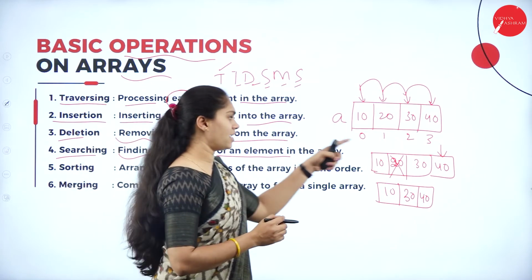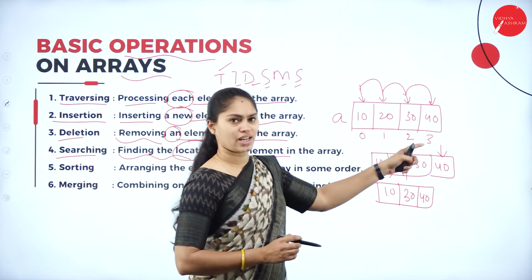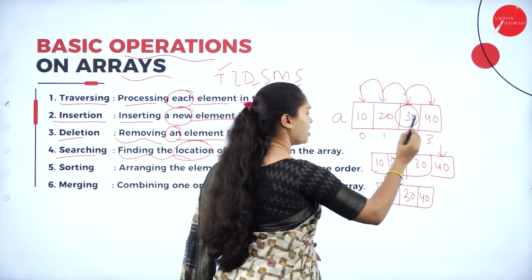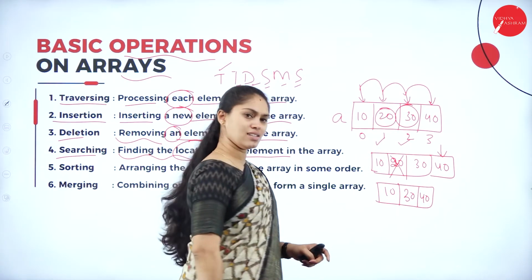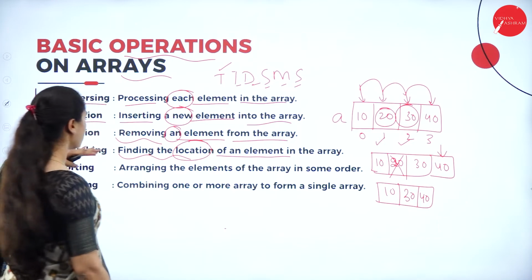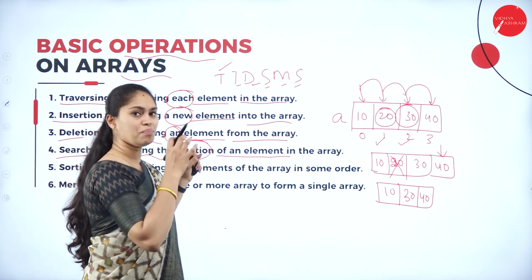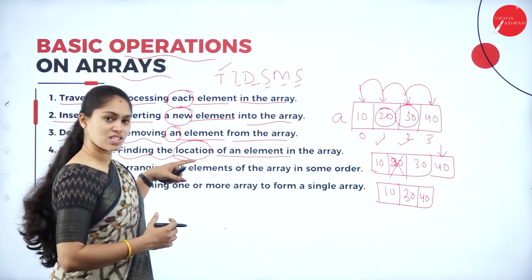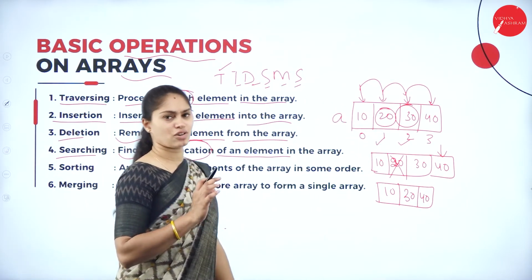Already I told you regarding the location. It starts from index 0, so 0, 1, 2, 3. What is the location of the element 30? That is 2. What is the location of the element 20? That is 1. So searching means we are finding or fetching the location, or its subscript value, to get to know the position of an element in the collection of elements of an array.